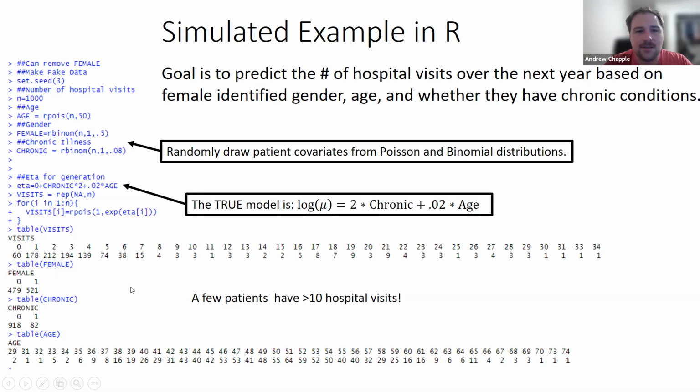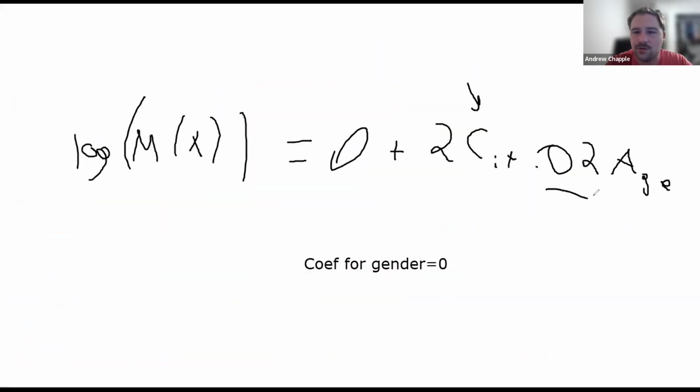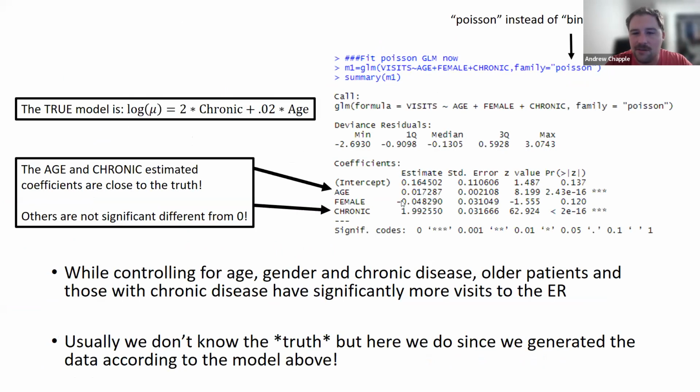And on the next slide, I'm actually going to fit the data. So I fit visits to age, female, chronic. And what you'll notice is something kind of amazing. So age, what's my true coefficient? My true coefficient is 0.02, and my estimated model here is pretty close, 0.017. My female coefficient is 0.048, which is somewhat close to 0. And my chronic condition is 1.99, which is just about at 2.